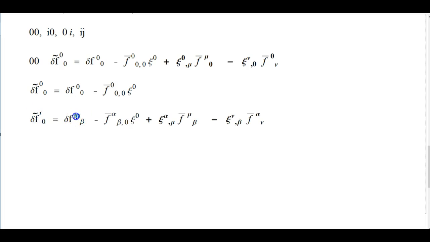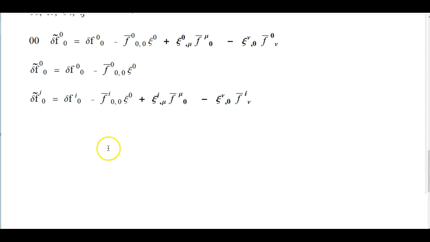For I0, this is I, and then this is I, alpha is I, beta is 0. Now let us see what simplification we can achieve here.